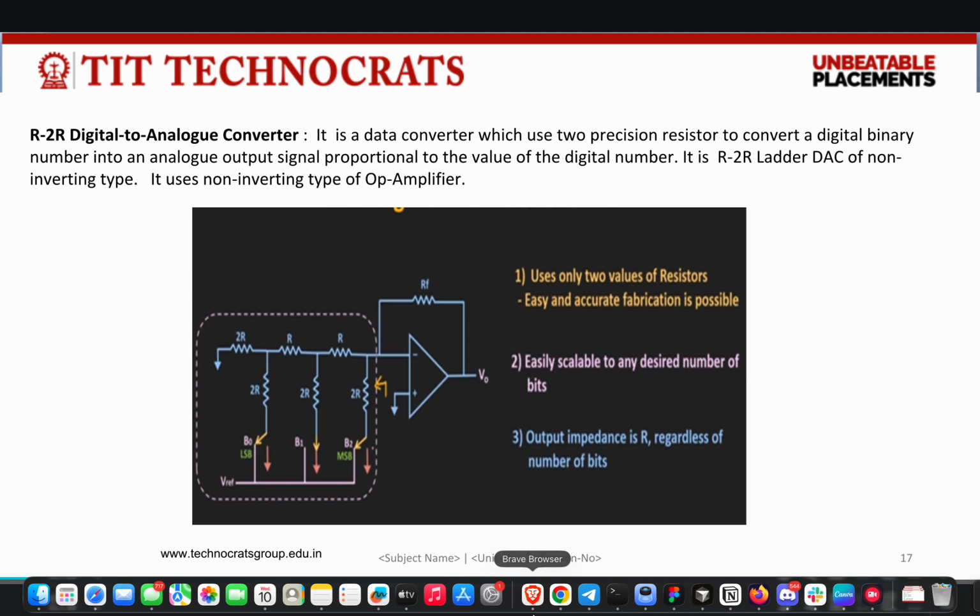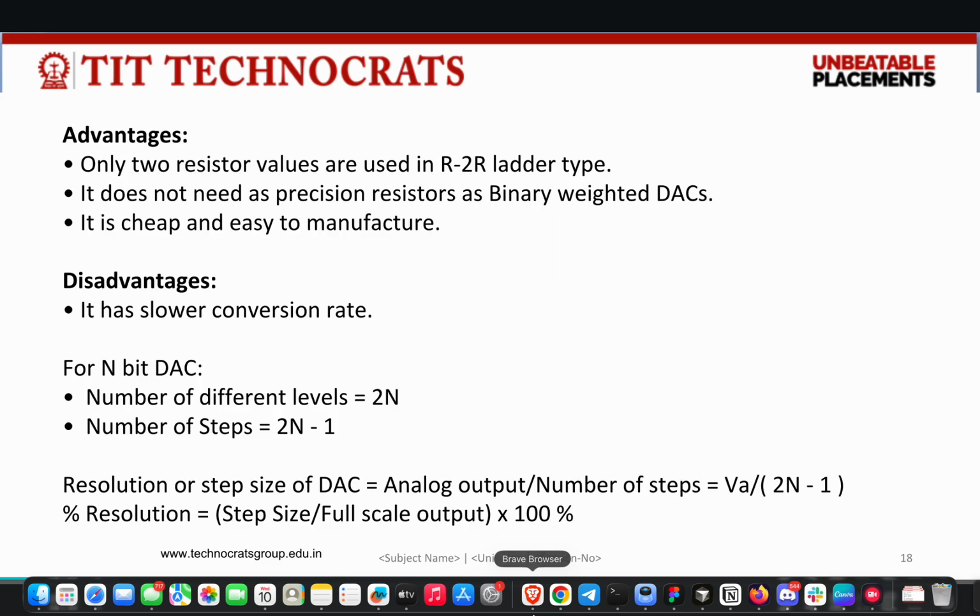This R2R DAC uses only two values of resistors. It is easy, and accurate fabrication is possible. It is easily scalable to any desired number of bits. Output impedance is independent of the number of bits. So these are the advantages of R2R DAC.